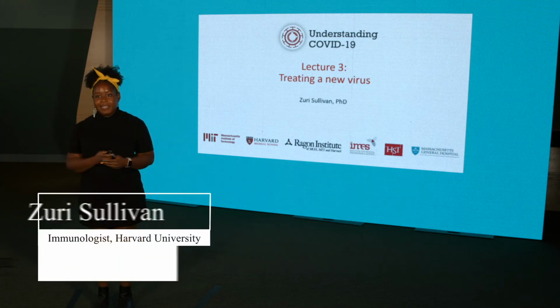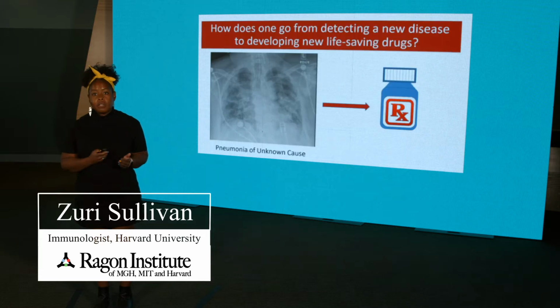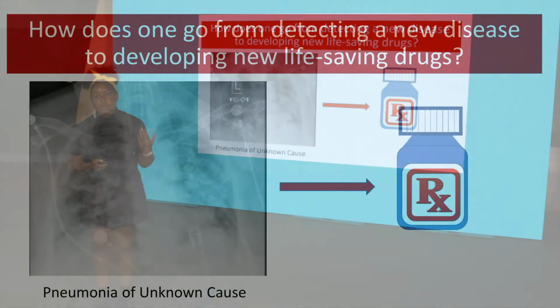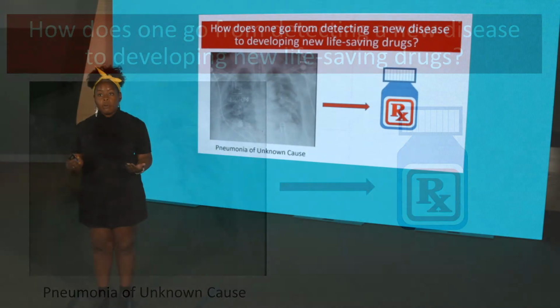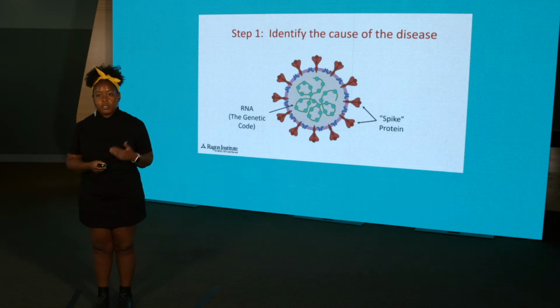Welcome back, everyone. We're going to now talk about how to treat a new virus. So, how does one go from detecting a brand new disease to developing new life-saving drugs in such a rapid timescale? As we talked about in the first lecture, in December 2019, we saw the emergence of this pneumonia of unknown cause. And of course, what we'd like to do is develop treatments that can help people that are infected with SARS-CoV-2. So there's a few steps that you can think about in developing treatments for a new disease.